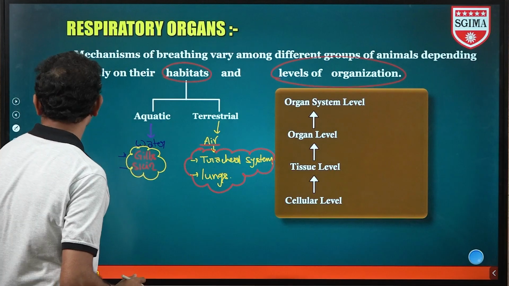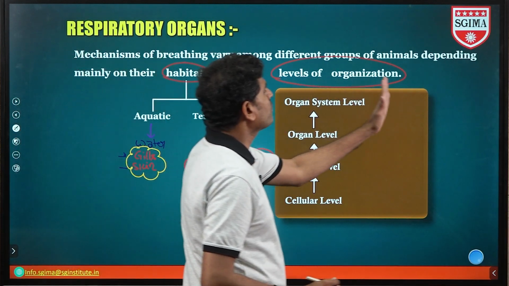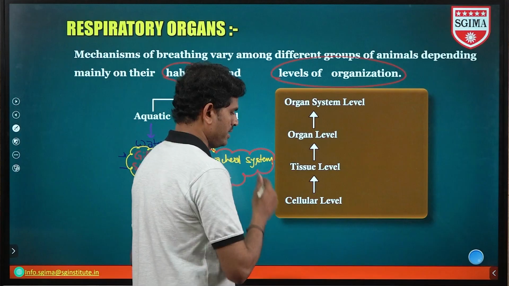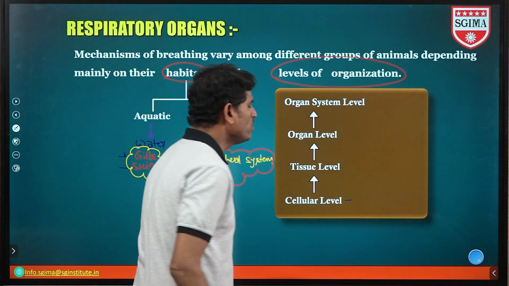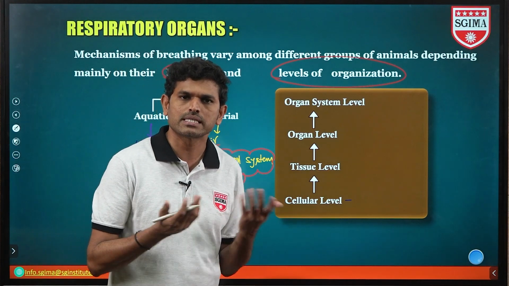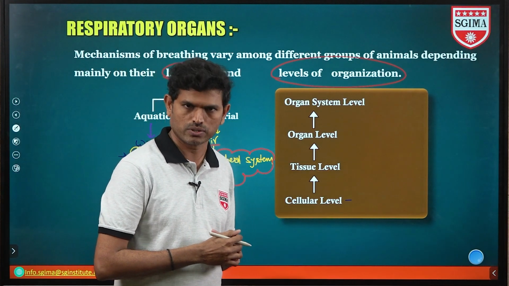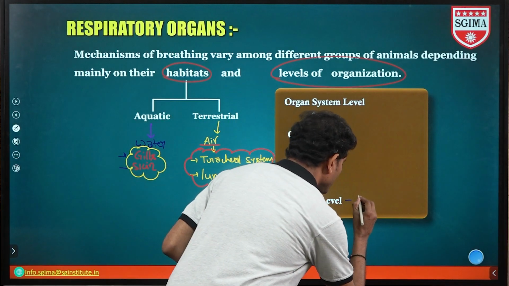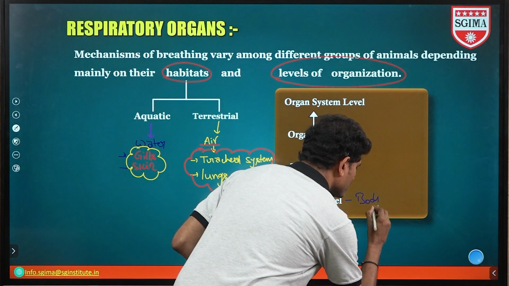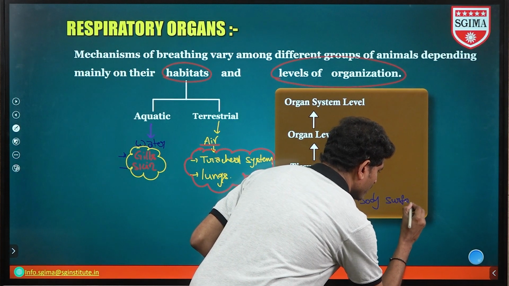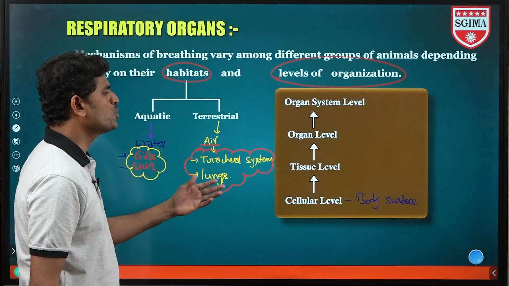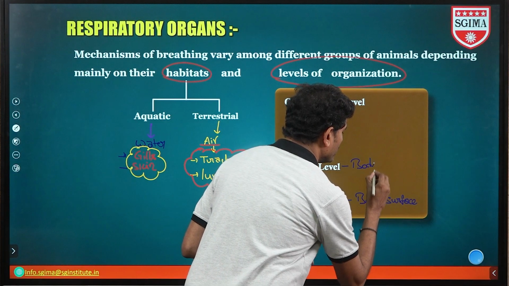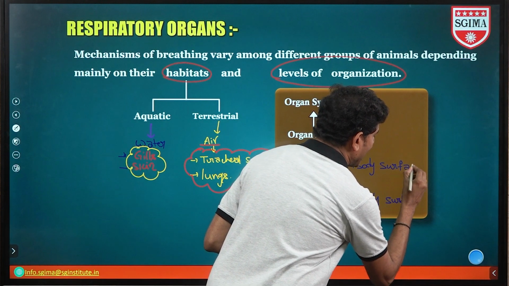Let us see the next one, that is levels of organization. So depending on the levels of organization, the respiratory organs are different. At the cellular level, there are no tissues, no organs, no systems, so we may not expect much here. That's why at the cellular level the body surface only acts like a respiratory organ, through the body surface or cell surface. At the tissue level and some tissue level organisms also show this, body surface only acts like a respiratory organ.